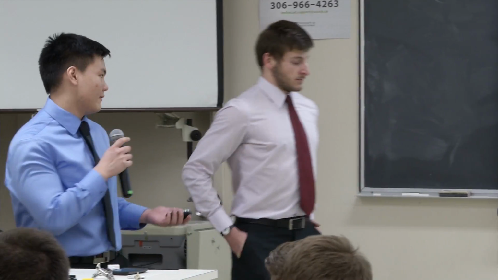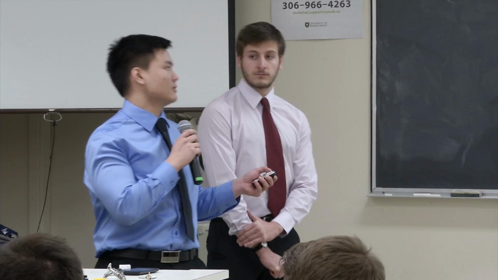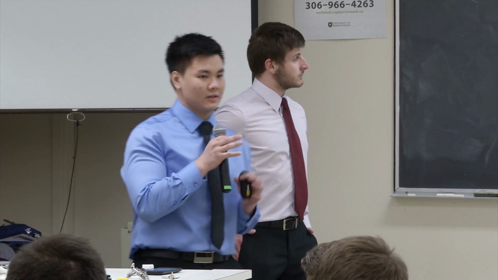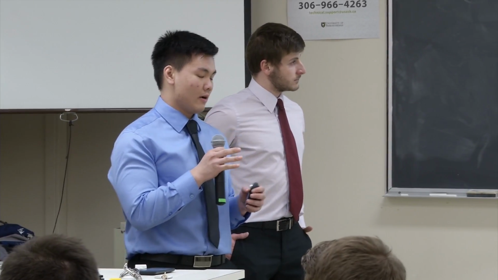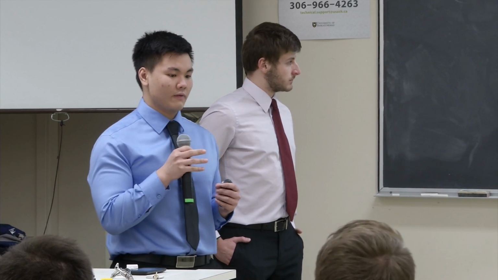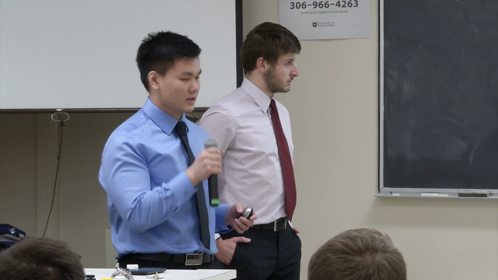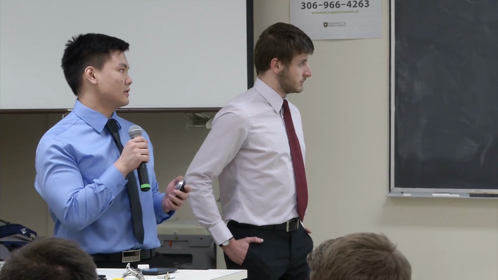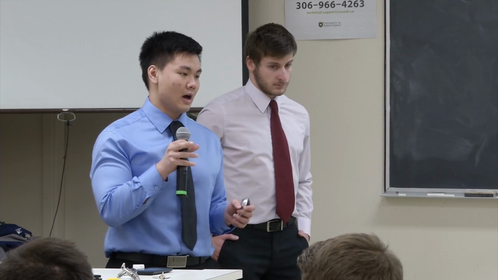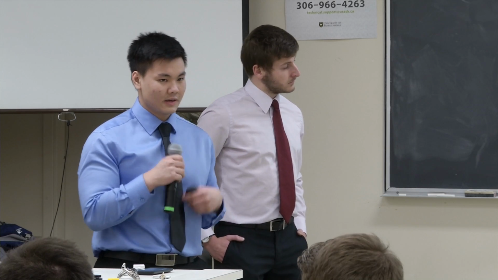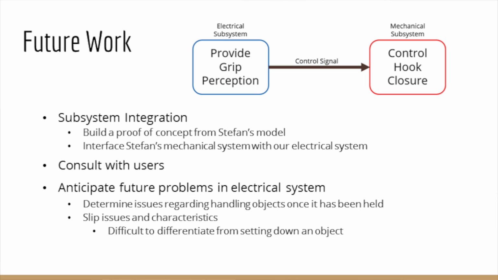To anticipate any further work we have to do, let me refer back to the diagram we had at the beginning. We have these two subsystems. On our side, the electrical side, we solved the problem of grip perception and being able to perceive the grip quality on an object. Whereas Stefan has solved the problem of controlling how the hook is closed. So the next immediate step is to build both proofs of concept and integrate the two and work out any kinks we may have in integrating the systems.